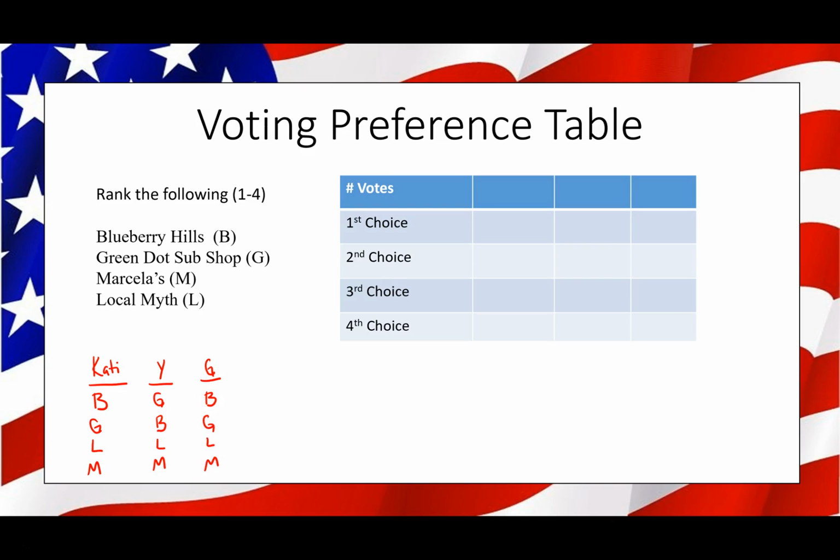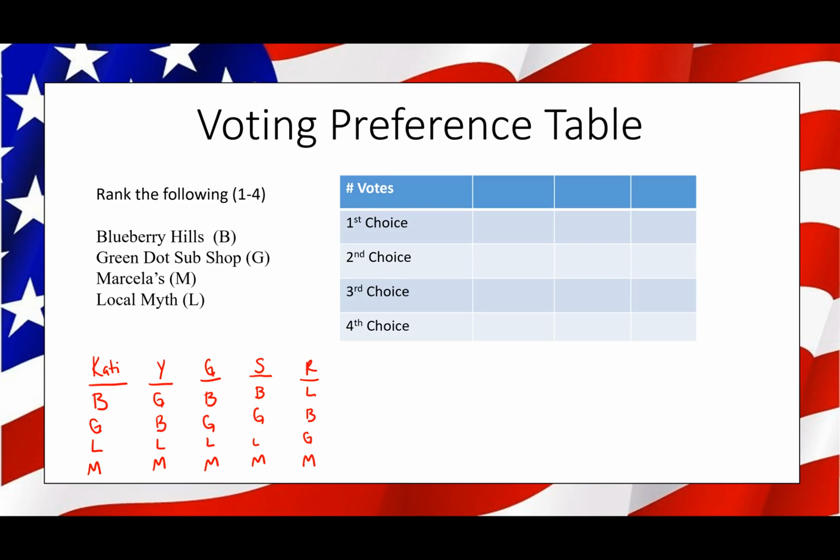So what we would be doing here is coming up with our preferences. Let's say Miss Sorensen said the same thing as Kati as well. And then let's say I asked Ryan, and Ryan said he likes pizza the best, Local Myth, and then Blueberry Hills, then Green Dot, and then, well, actually he kind of worked at Green Dot, right? So maybe he likes it more, but we'll just go with that. Green Dot, and then the last one is Marcella's.